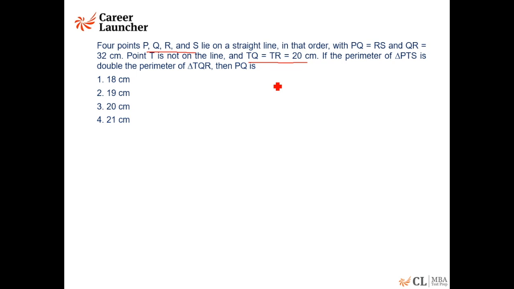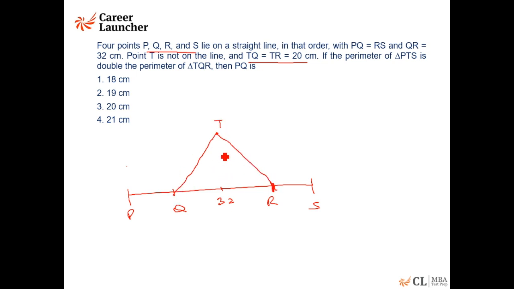Okay. First thing, I'll draw the figure, because till I draw the figure, I don't fully understand what I'm supposed to be doing. So we have P, Q, R, S. PQ is equal to RS. That is what the question is saying. And QR is 32, given to us. It says TQ equal to TR equal to 20. That means the point T is equidistant from Q and R. Okay, so this is T, and this is 20.